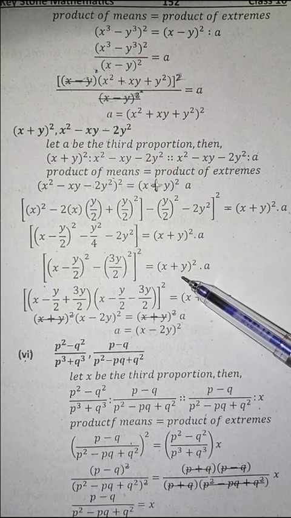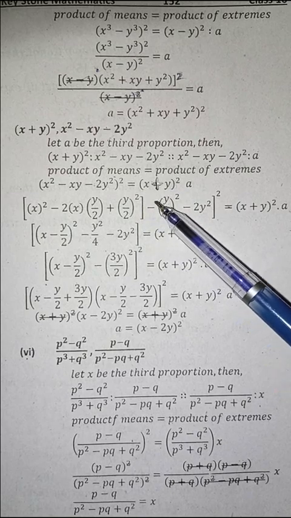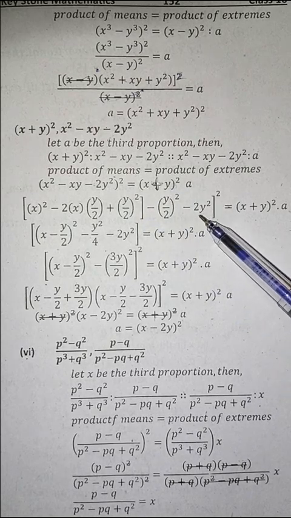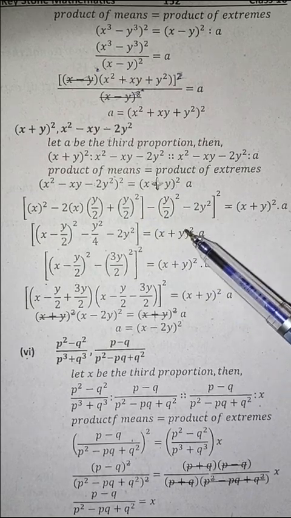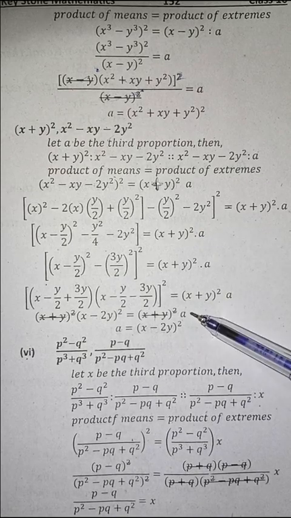And a is equal to x square minus xy minus 2y का square whole square over x plus y का square. We simplify this and cut off. We are left with a is equal to x minus 2y का whole square.